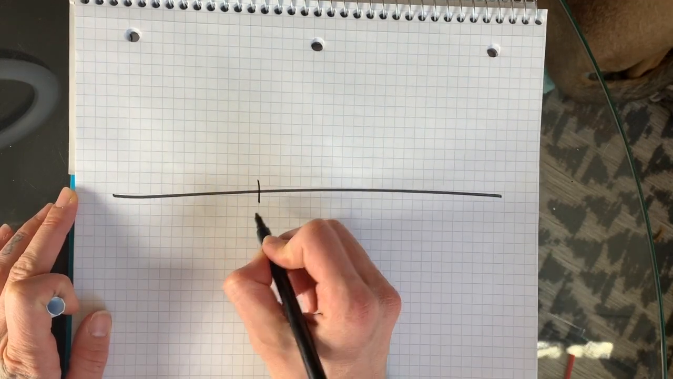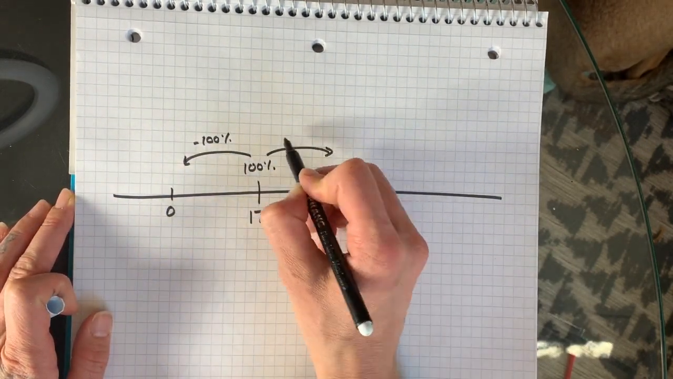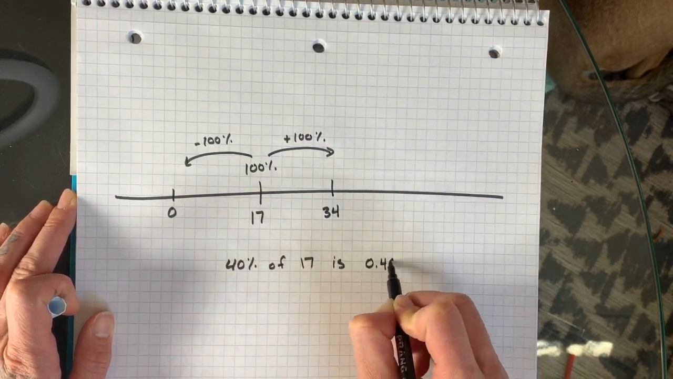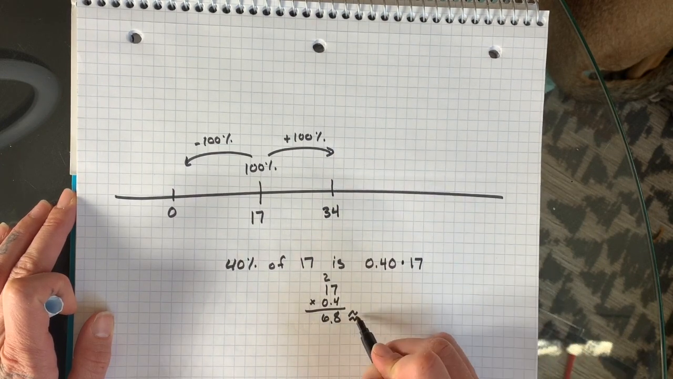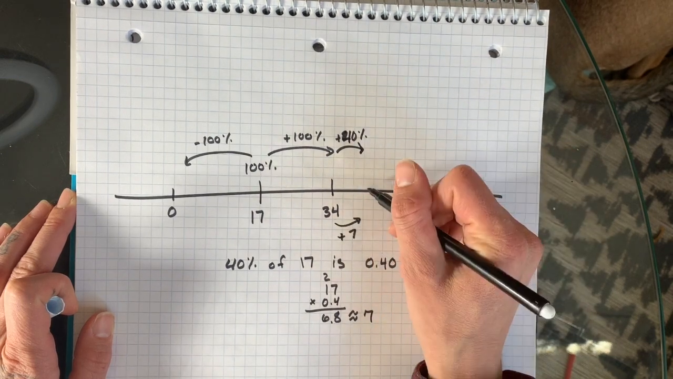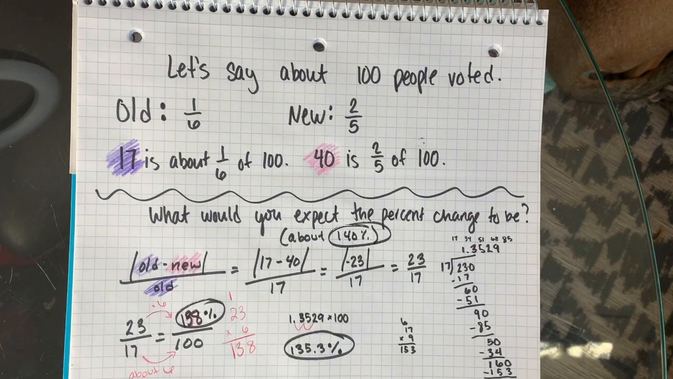Let's use a number line to model a 140% increase from 17. 17 is 100% of itself. 100% increase from 17 is 34. 40% of 17 is about 6 or 7. 7 takes us to 41. 6 takes us to 40. We expected a 140% increase from 17 to 40.